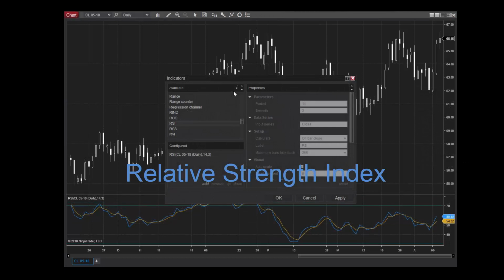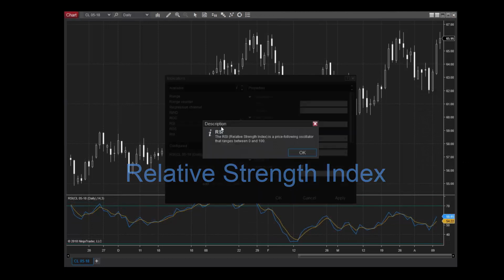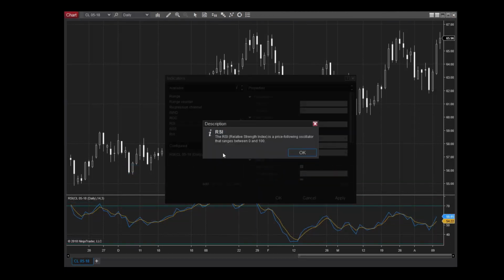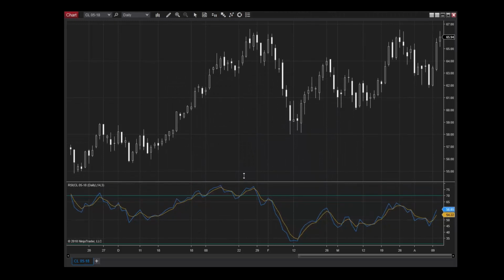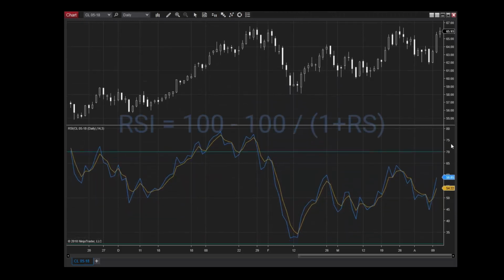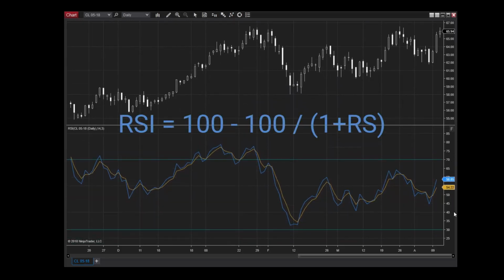The RSI measures speed and change of price action and is commonly used to determine when an instrument is overbought or oversold, confirm trend direction, identify potential entry and exit points, and signal market reversals. In essence, the RSI compares the strength of up bars versus down bars using the ratio of average gains to average losses within a user-defined period.